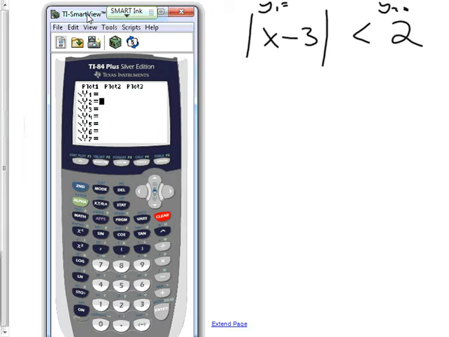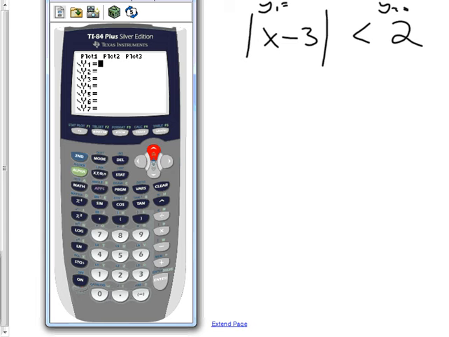So I'm going to put in absolute value of, and that's again, I use the catalog button to get there. And absolute value is the top one. Absolute value of x minus 3. And then the other thing I'm graphing is a 2, just a 2. You don't use a less than sign. We just graph those 2 things. And you see where they cross, right? So I'm going to hit graph.